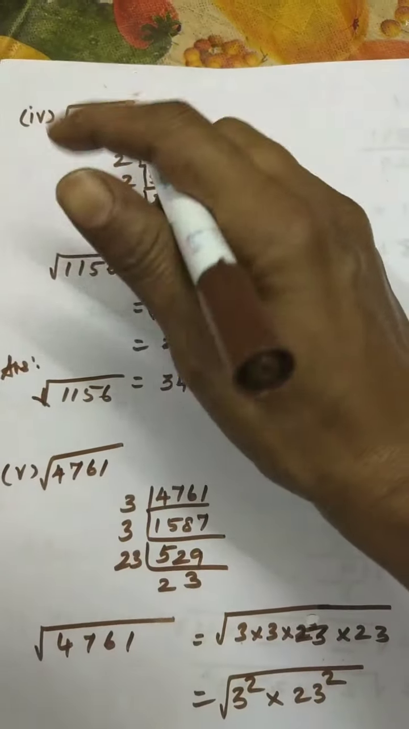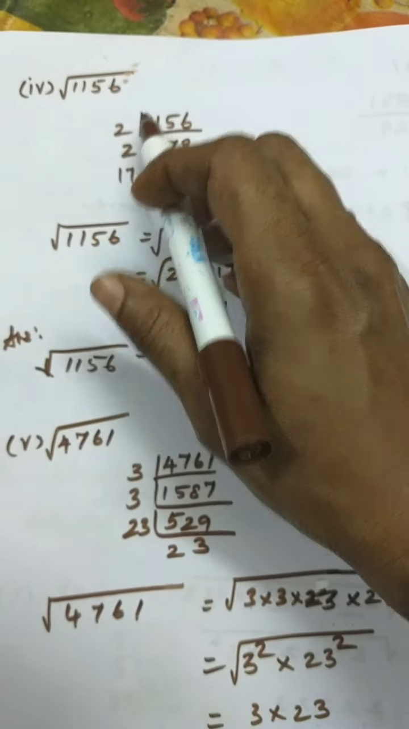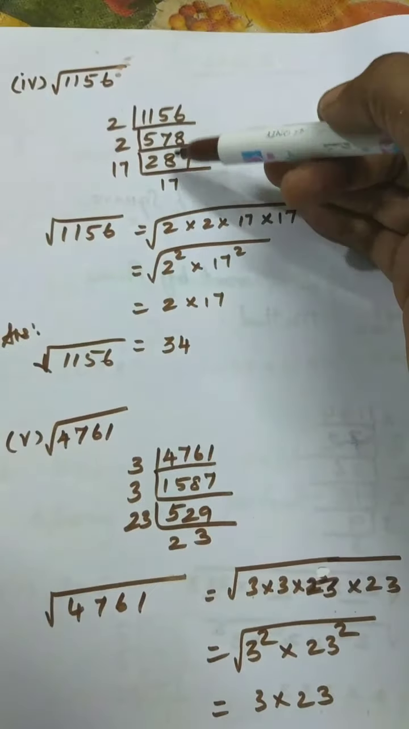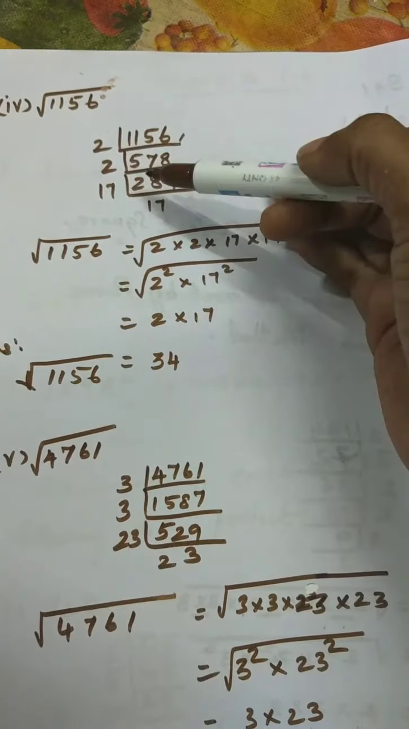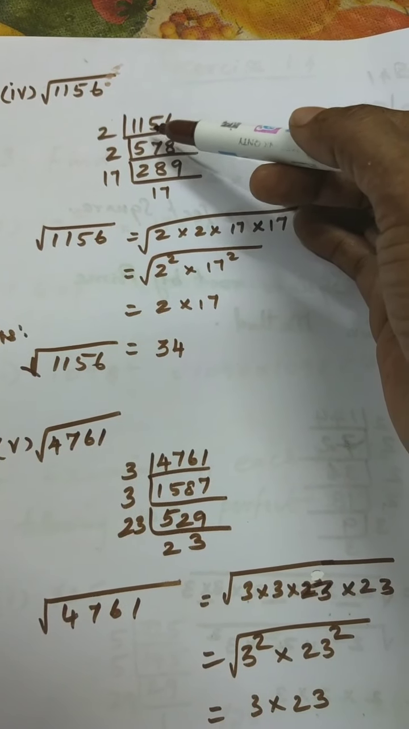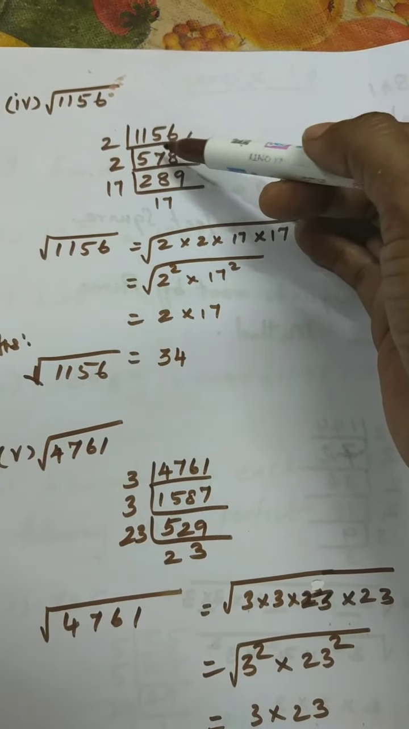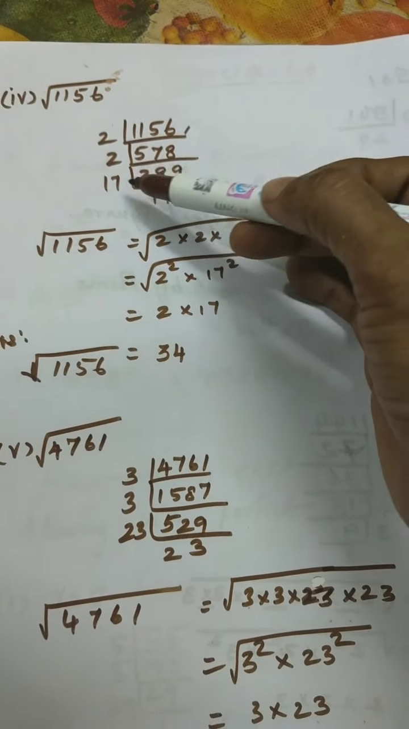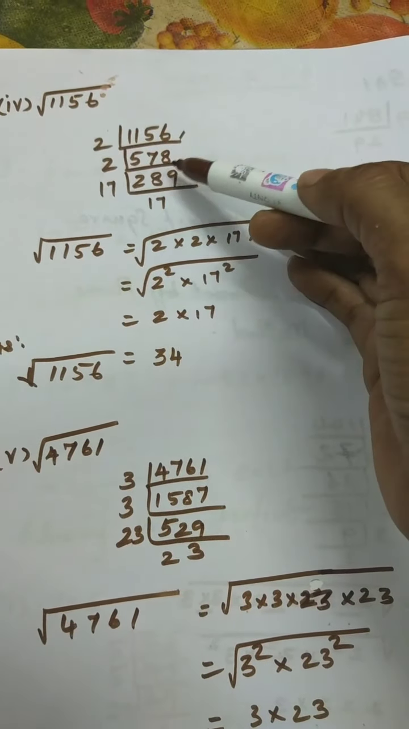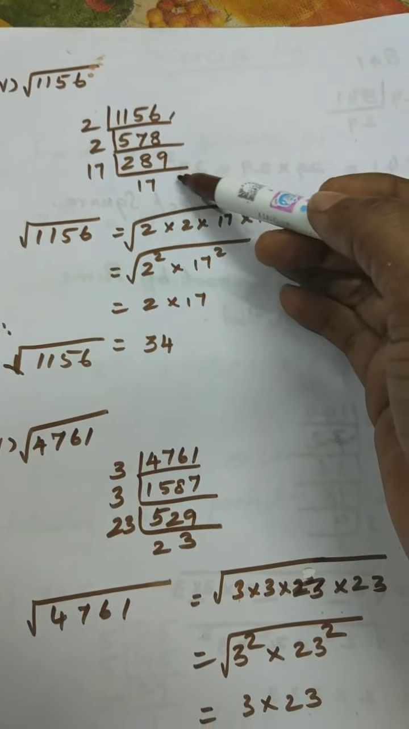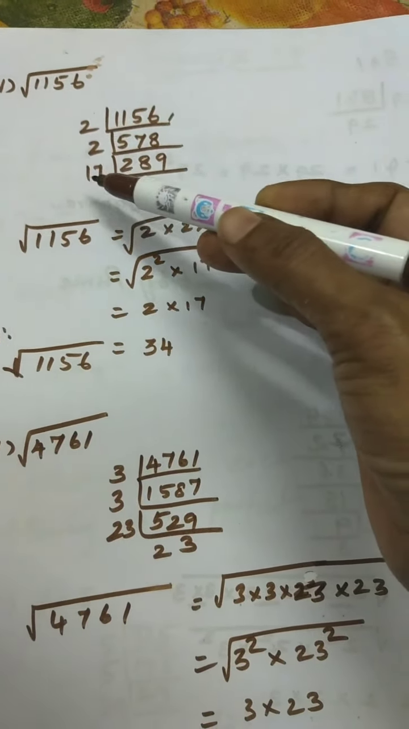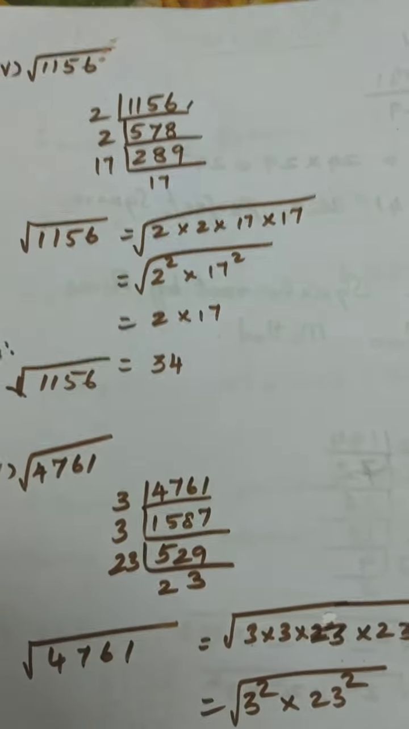Then fourth sum. Root of 1156. You have to do it by prime factorization. The last digit is even, so you can divide by 2. 5 2s are 10, remainder 1, 15, 7 2s are 14, remainder 1, 8. Then 578. And again it is an even number, so you can divide by 2. That is 289. 289 is 17, 17s are 289.